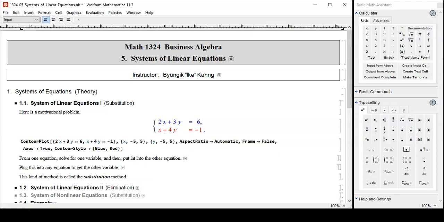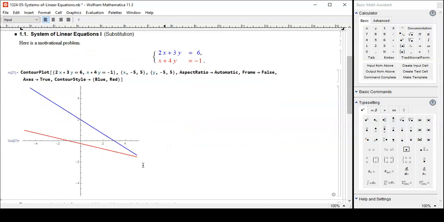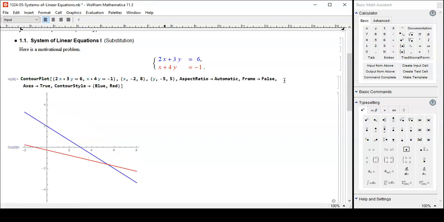Okay, don't pay too much attention to all those mathematical commands. Just look at this. First equation, 2x plus 3y equals 6. And the second equation, x plus 4y equals negative 1. And here's the plot. Something interesting is going on here, but it's outside the viewing window. So let me change the viewing window for x from negative 5 to 5 to negative 2 to 8. Same size, but shifted a bit to the right. And let's keep the same y window. And there you go. We have the crossing point right here, and that's got to be the solution.